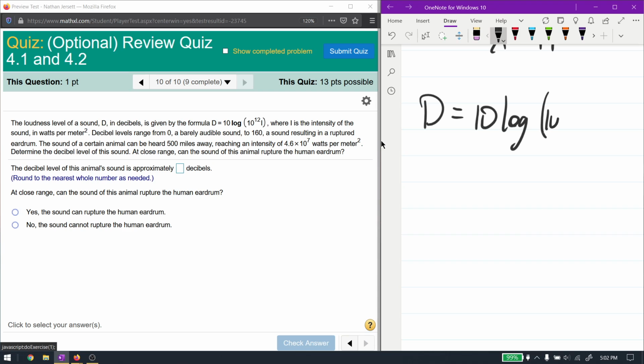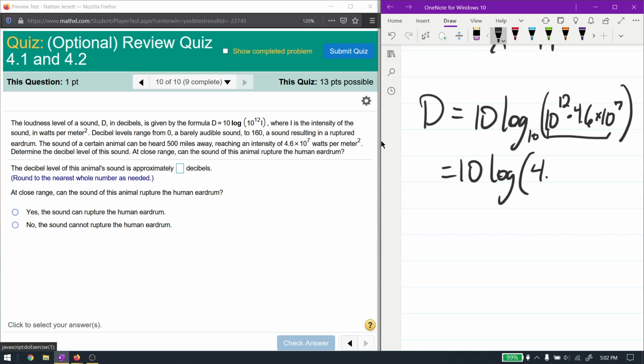So 10 log base 10 of 10 to the 12 times 4.6 times 10 to the 7. And I want to simplify. Log by itself is the same thing as log base 10, but we don't write the base 10 because it's so commonly used that we just don't write it. I can combine these two things as 4.6 times 10 to the 19.